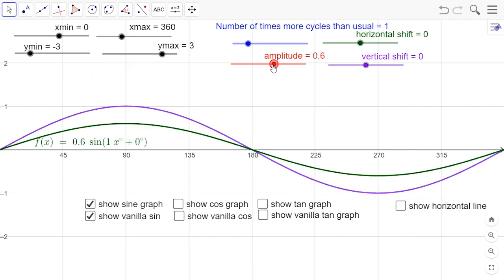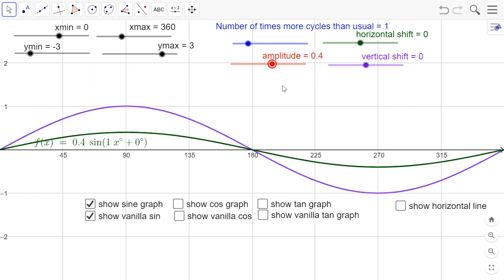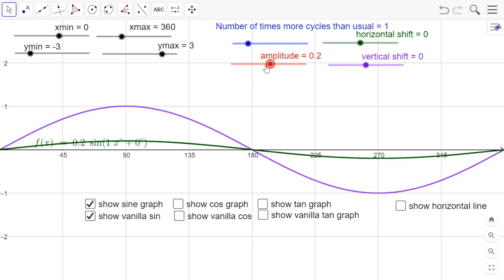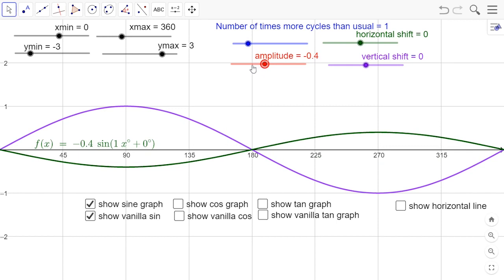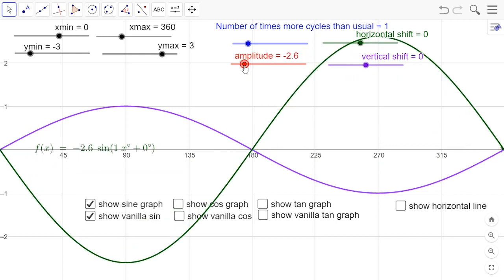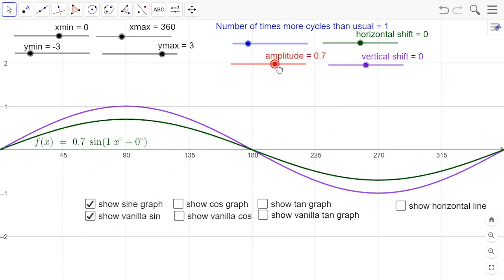Obviously, if I make it less than 1, like 0.4, again, it's now been squashed. And then clearly, if I make it negative as well as 0.4, then it's flicked over and squashed, or flicked over and stretched. Okay, let's put that one back.